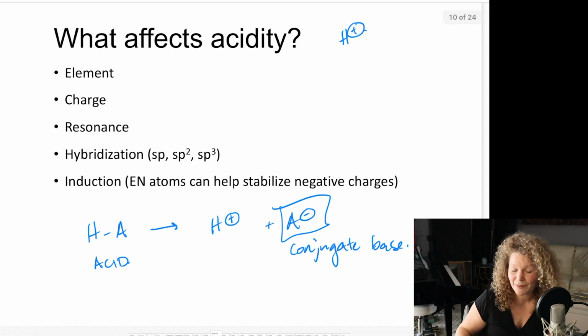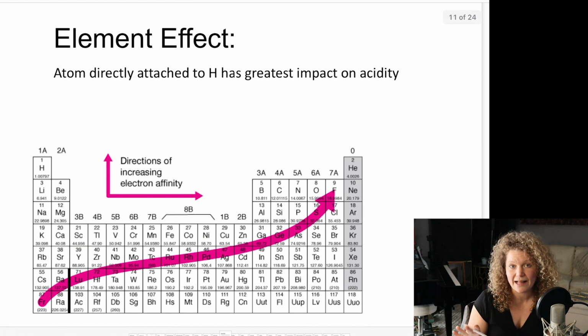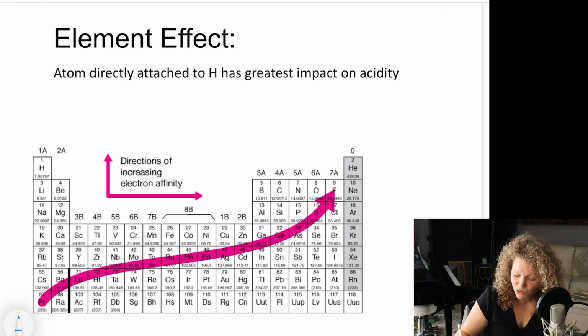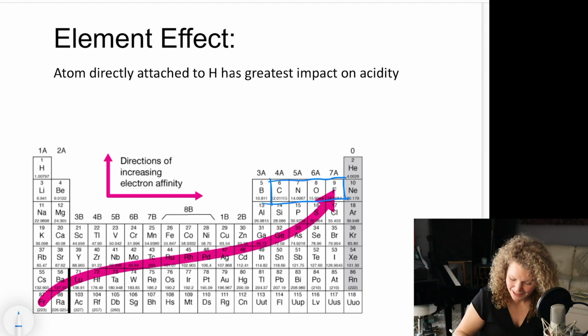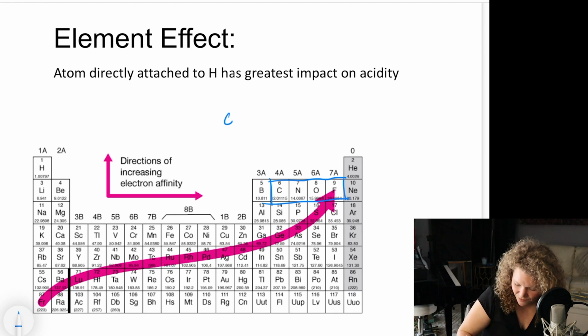These 5 factors affect this. Let's first talk about the most important one, which is the element effect. The atom directly attached to the hydrogen has the greatest impact on acidity. If we just look at these 4 elements, carbon, nitrogen, oxygen, fluorine, a lot of organic molecules have these. Let's just consider a hydrogen on each of these atoms.